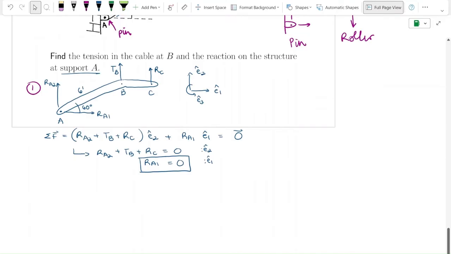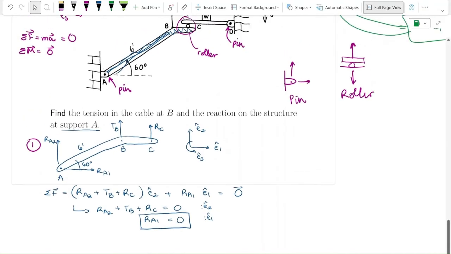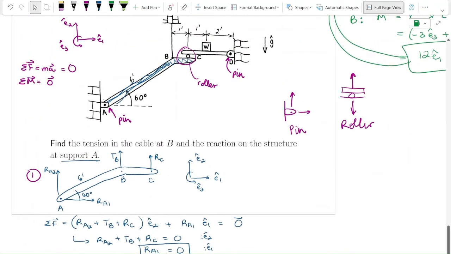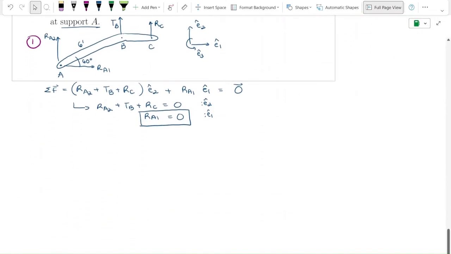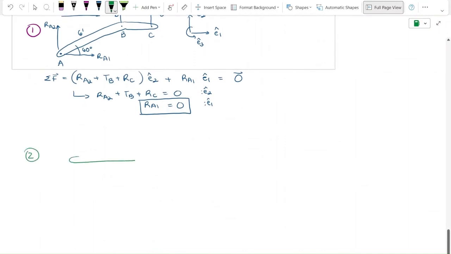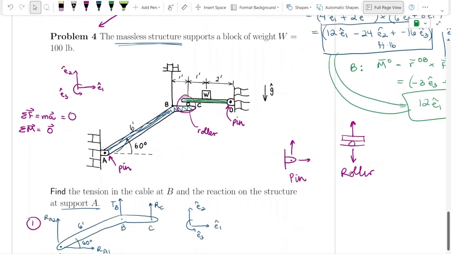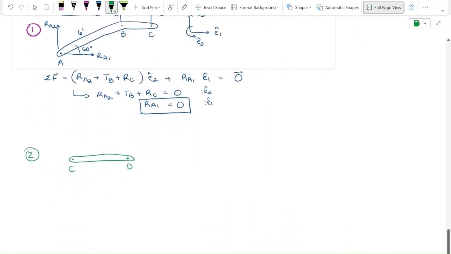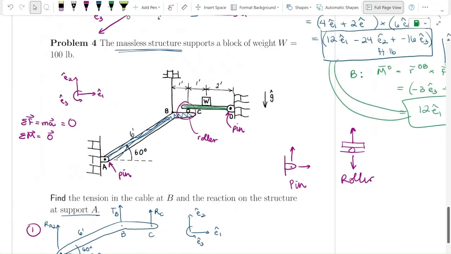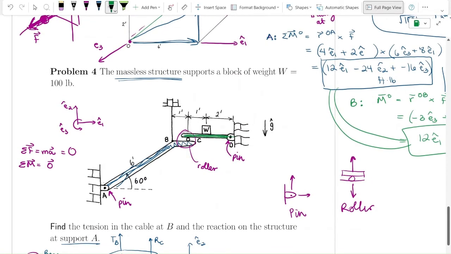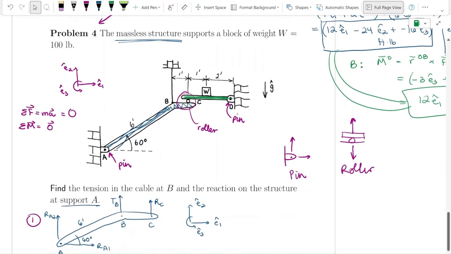And we can then figure out maybe moments, but I'm actually going to wait on that because I feel like we could get more information using the second bar. So let's do that first and then we can come back and look at moments. So in the second bar, we have point D here, we have point C here, and then we have some weight that is here. These are the only forces acting on this specific bar. This string is acting on the first bar, so we don't consider it in this expression.